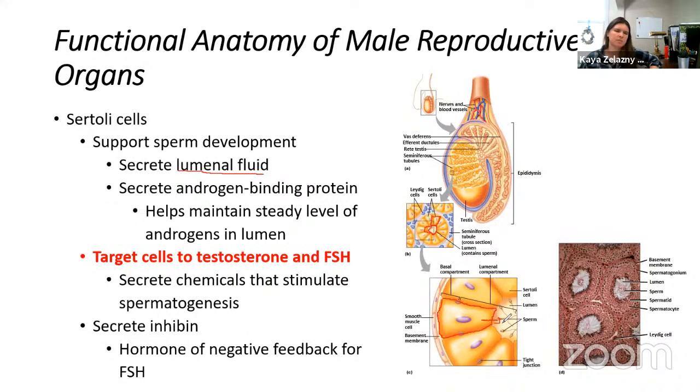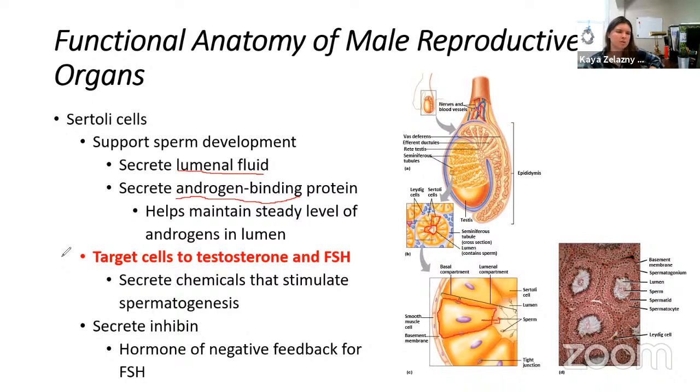Another thing that they are going to be secreting is something called androgen binding protein. So the testosterone is coming from the Leydig cells. The sperm do need testosterone to develop appropriately, but we want that level to stay steady. So androgen binding protein, secreted by the Sertoli cells, is kind of acting like our bicarbonate did for acidity. It's buffering the levels of androgen and making sure they stay at a steady, constant rate in the lumen that's actually in contact with the sperm.